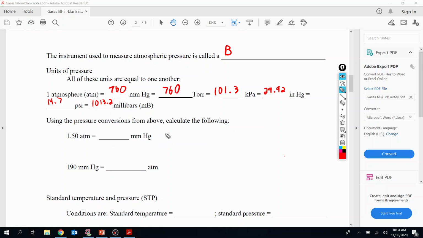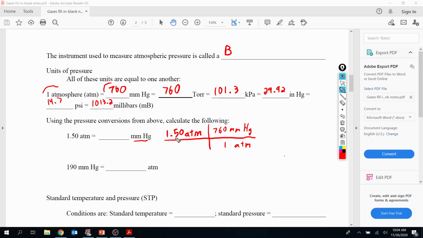All right, remember the first step is always going to be to write down what we're given. So I'm going to write down 1.50 atmospheres, and I'm going to go ahead and write my units in there. Now, I want to get rid of atmospheres and I want to get to millimeters of mercury. So since I want to eliminate atmospheres, I'm going to write that down here on the bottom. And I have that 1 atmosphere is equal to 760 millimeters of mercury.